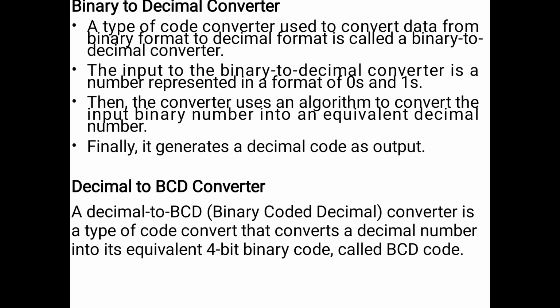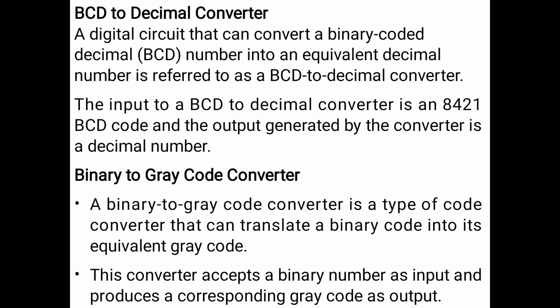Decimal to BCD converter. A decimal to binary coded decimal converter is a type of code converter that converts a decimal data into its equivalent 4-bit binary code called BCD code. BCD to decimal converter, a digital circuit that can convert a binary coded decimal number into an equivalent decimal number, is referred to as BCD to decimal converter. The input to a BCD to decimal converter is an 8421 BCD code and the output generated by the converter is a decimal number.